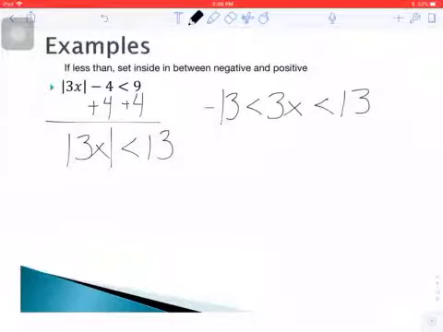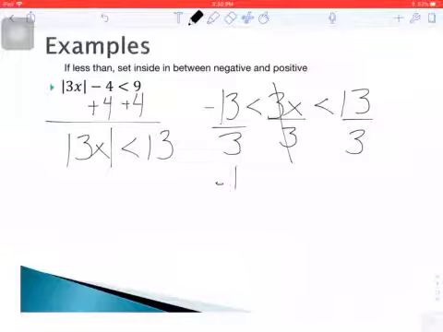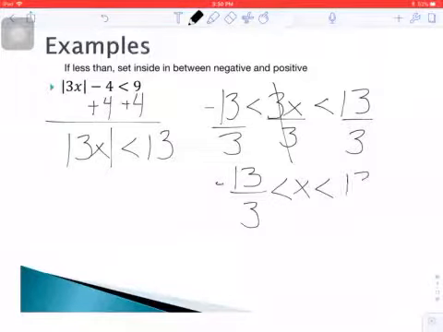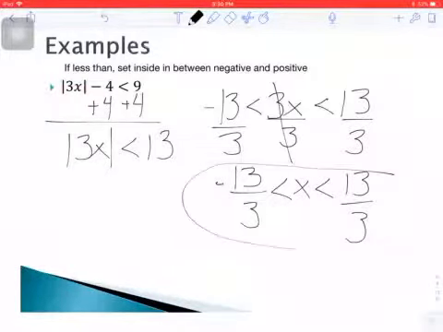And then we're going to work to get x by itself. So again, whatever you do to the middle, do to everything. Cancels those threes. We have negative 13 thirds is less than x is less than 13 thirds. Okay. So there's our answer for that particular situation.